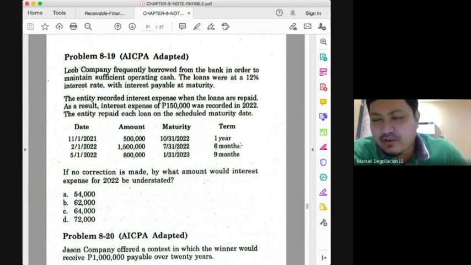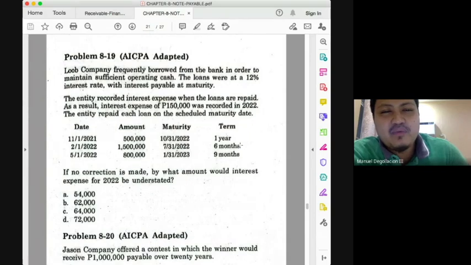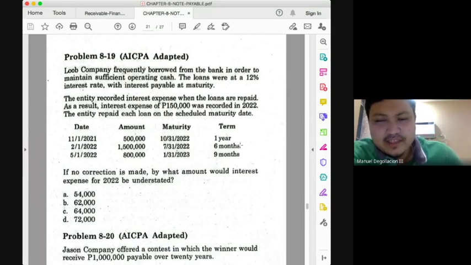So this is what's wrong here. Supposedly, at the end of each year, you will have to prepare adjusting entries to accrue whatever expenses may have accrued. You do not just wait for the time that they will have to be paid. But what the entity did was it waited for the date of repayment before it recognized an interest expense. Why is that a problem?